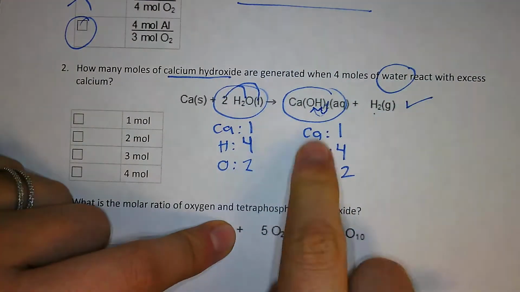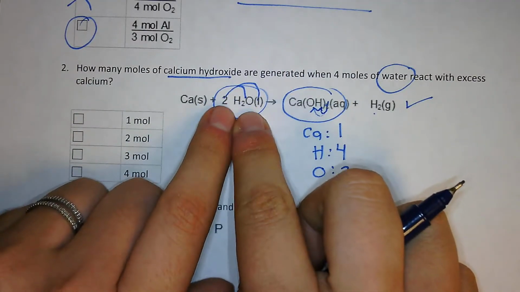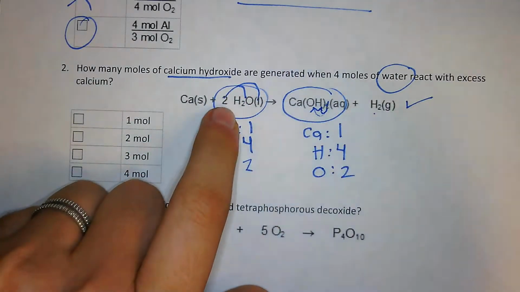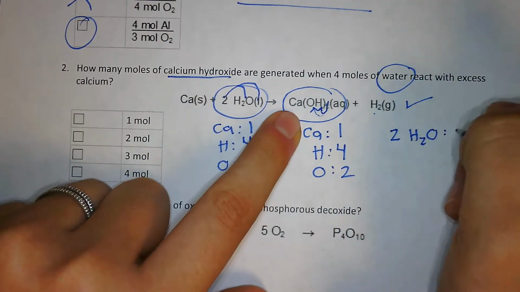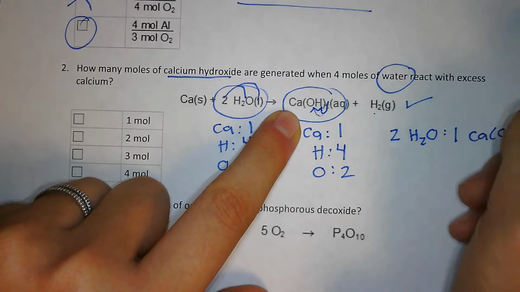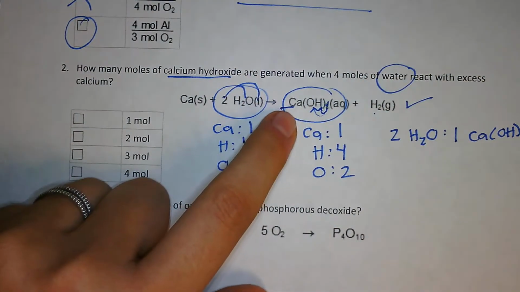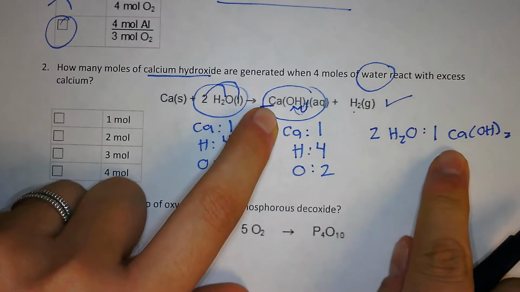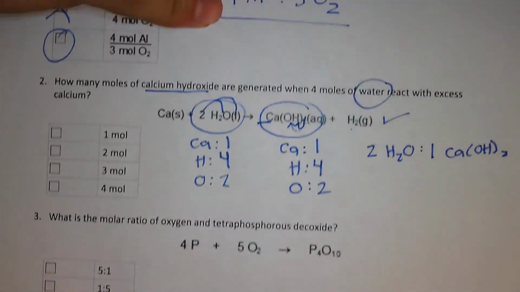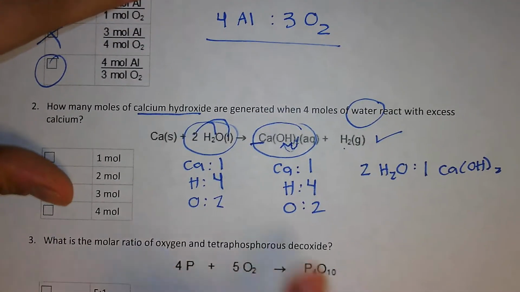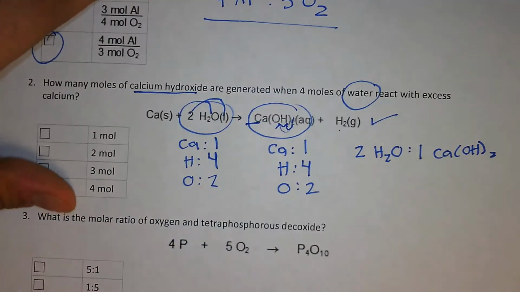I can do molar ratios straight from the equation. So I have to compare water and calcium hydroxide. So I have 2 waters for every 1 calcium hydroxide. Notice there's nothing in front of this compound, so I can assume that that is 1. All right, so this goes a step further than the one up top because I can't just say the ratio and be done. They actually want me to find another ratio with different numbers.